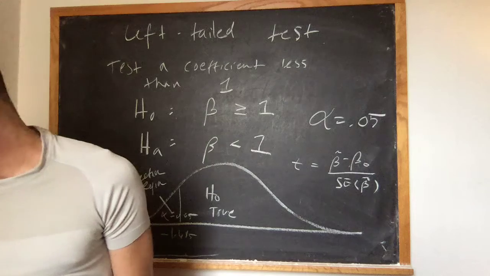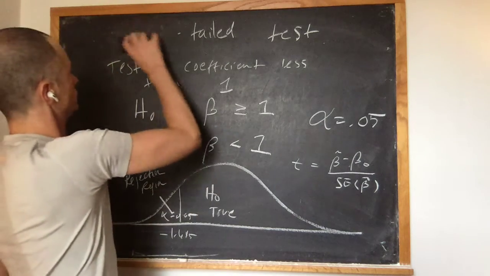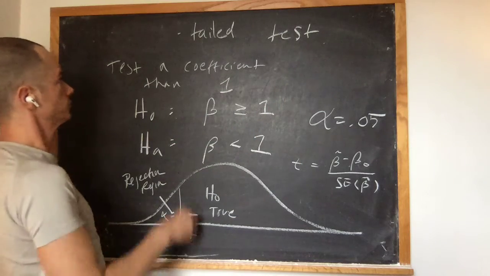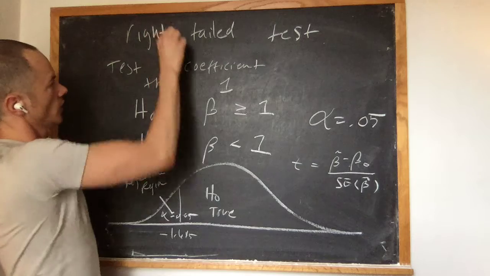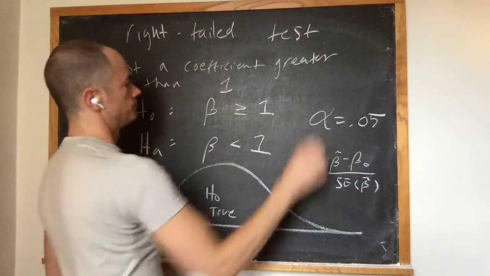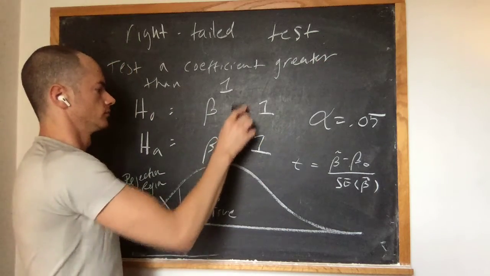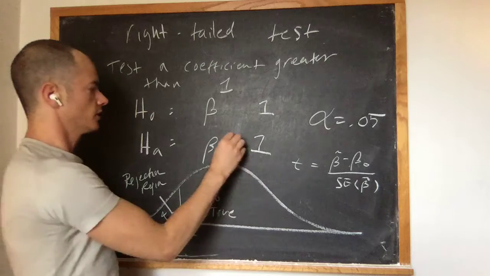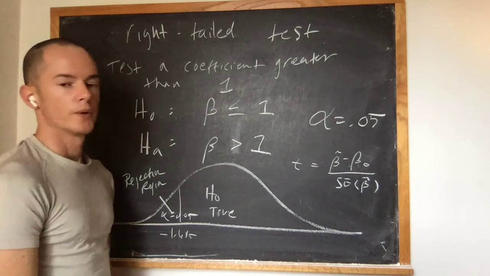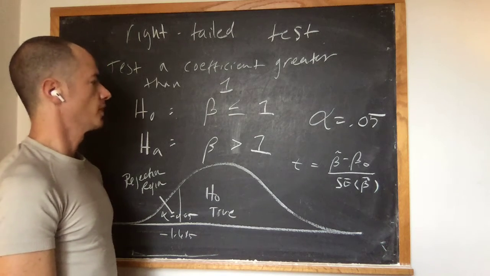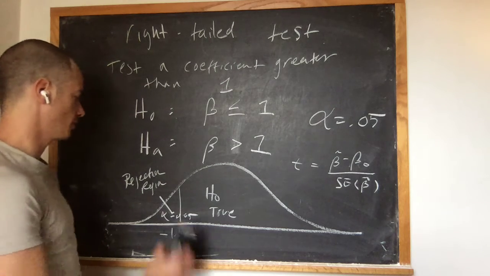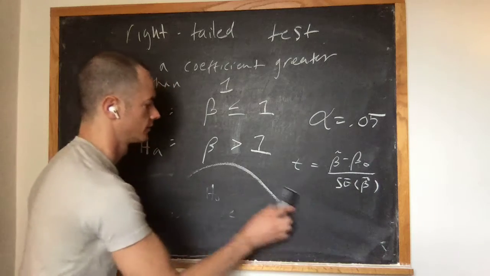So then let's look at a right-tailed test. We're going to test that the coefficient is greater than 1. So the alternative is that beta is greater than 1. The null, what we want to try to prove false, is that beta is less than or equal to 1. Alpha stays the same, the test statistic stays the same, but the rejection region is now on the right-hand side.